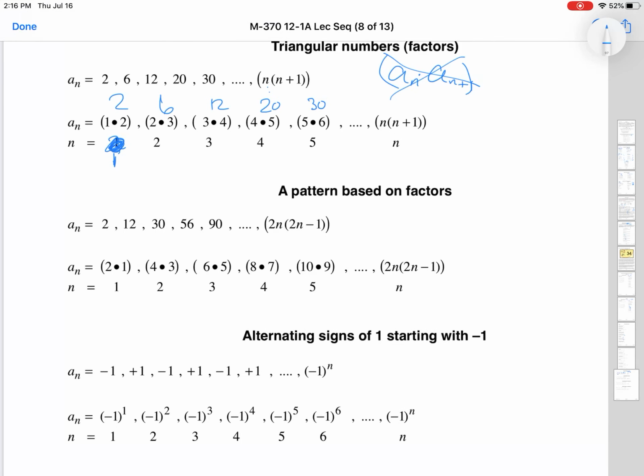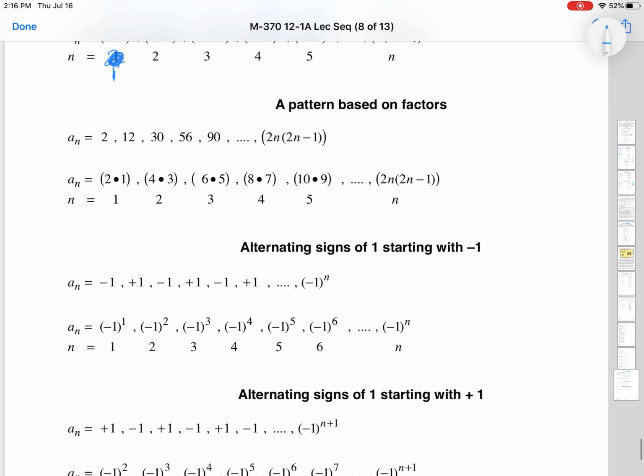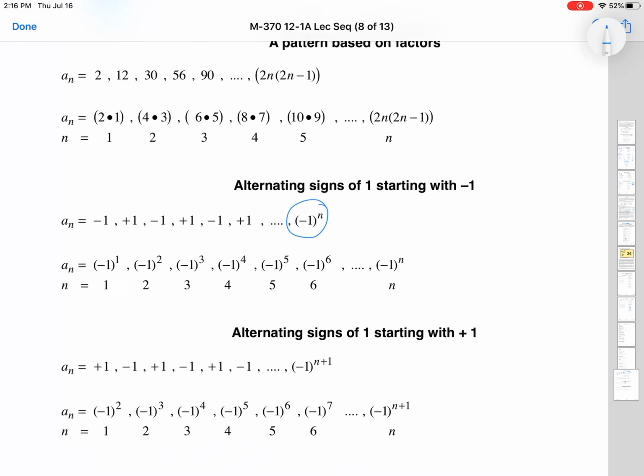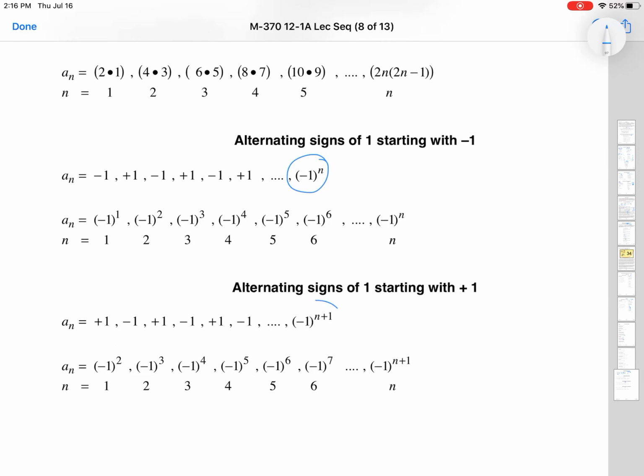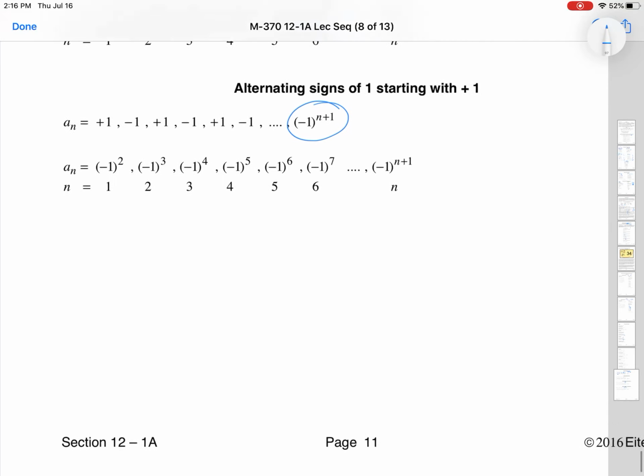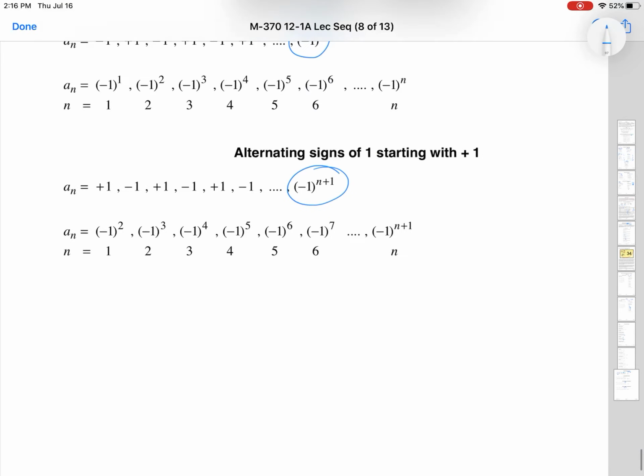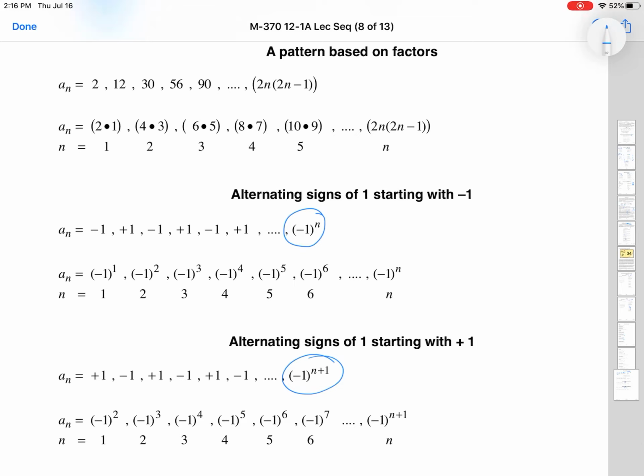A pattern based on factors. So 2n times 2n minus 1, right? We could do that. Alternating signs, we talked about that earlier, and negative 1 to the n would do that. And starting with the plus 1, you'd have to do negative 1 to the n plus 1, or technically negative 1 to the n minus 1 works as well. So I think as you go through the homework exercise set, you're just going to get familiarity in this first part of 12.1 with just the understanding of how sequences are described, and see if you can come up with certain terms that are there. So give it a shot and let me know if there's problems as you're in the homework.